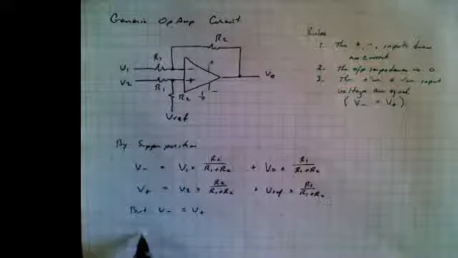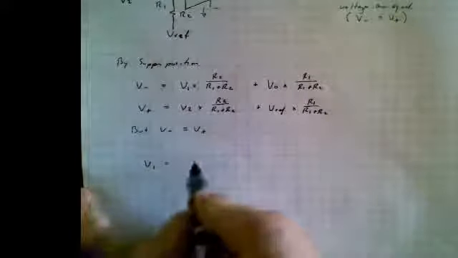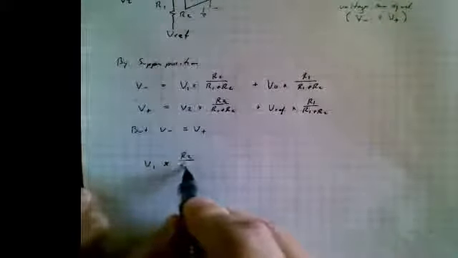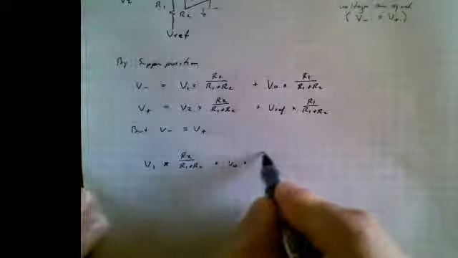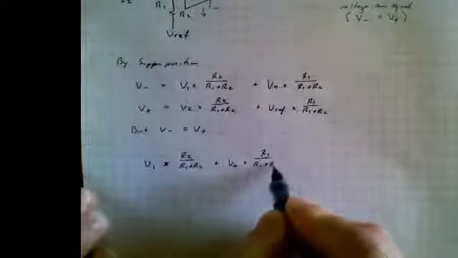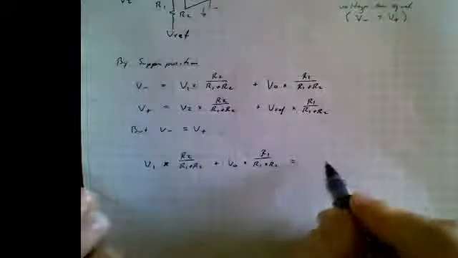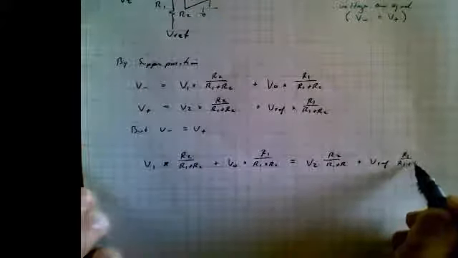We're going to say now that V1 times R2 over R1 plus R2, plus VO times R1 over R1 plus R2, is equal to all of this, which is V2 times R2 over R1 plus R2 plus Vref times R1 over R1 plus R2.